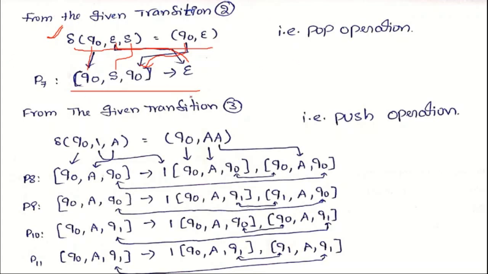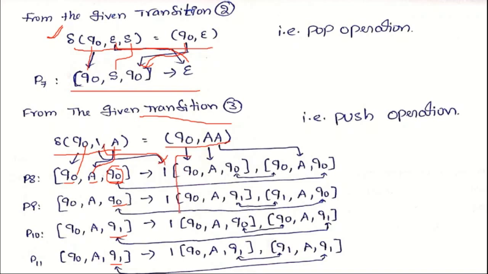Next, from transition 3 of the given PDA, that is delta of Q0 comma 1 comma A equal to Q0 comma AA, here we perform the push operation. That's why it will give 4 possible production rules. Q0 is the current state, A is the top of the stack, and the next state we consider as Q0 two times, and the next two times we consider the next state as Q1. So here Q0 is the current state, A is the top of the stack, and we assume Q0 is the next state. Then 1 is the input, and the next state is Q0.